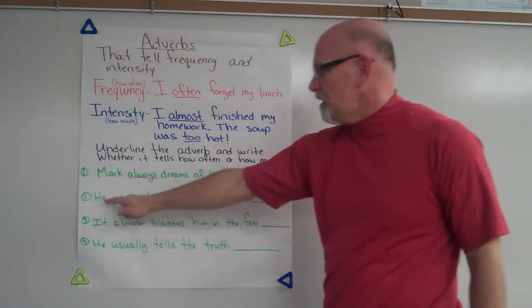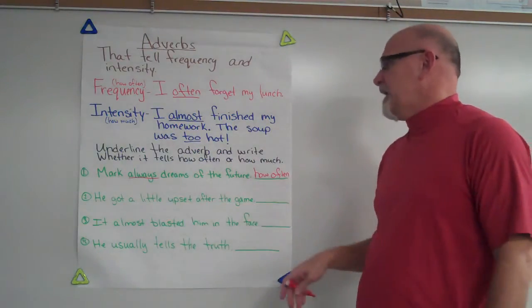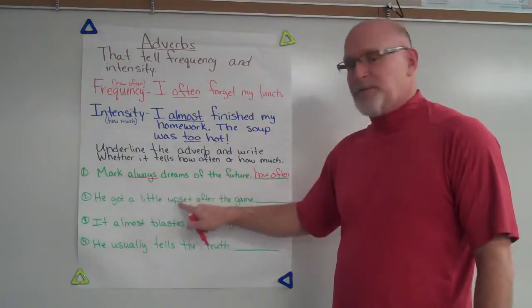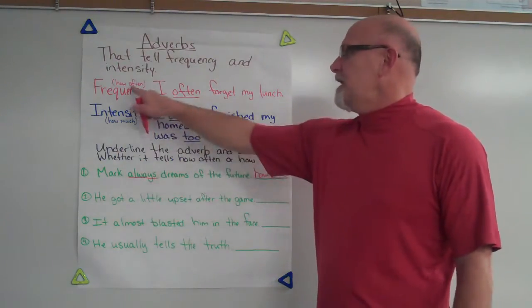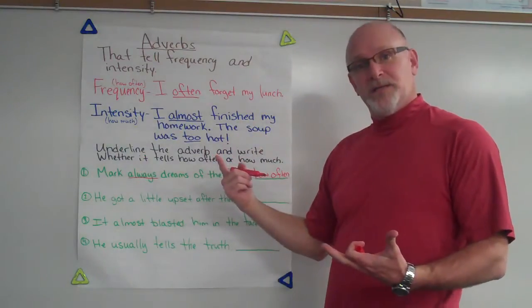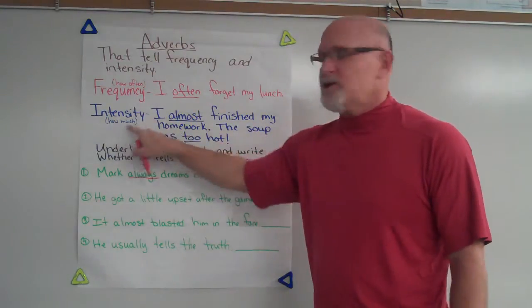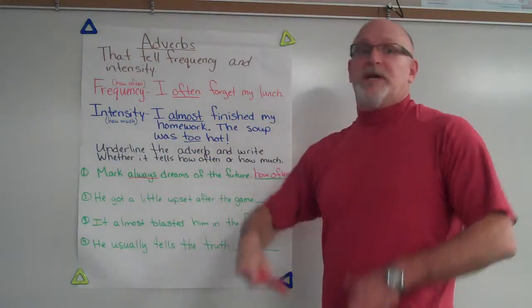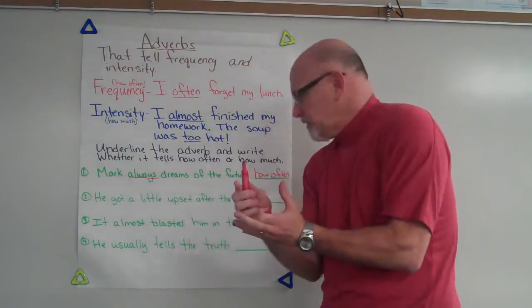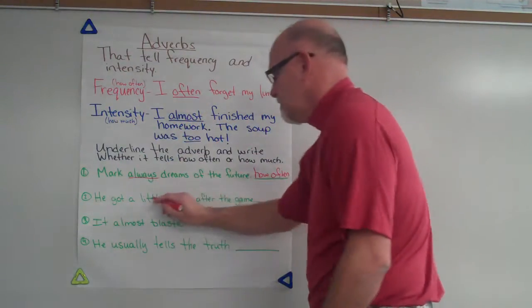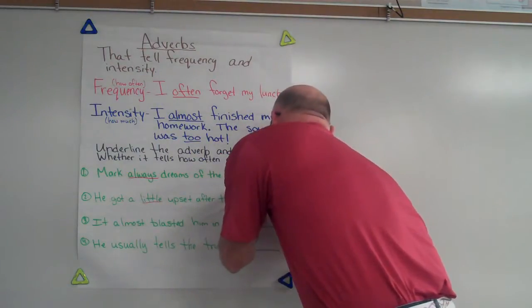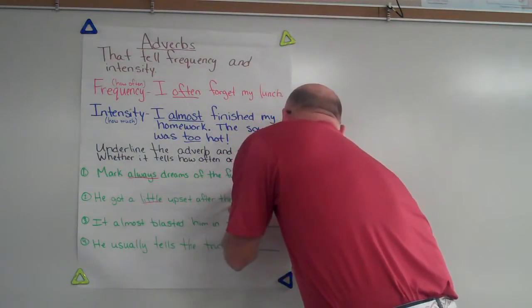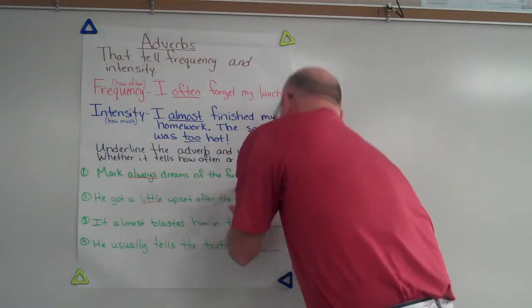Right? He got a little upset after the game. So, he's upset. There's our verb. Little. Is that telling us how often he's getting upset? Or is that telling us how much he got upset? How much? Was he a lot upset, or was he just a little bit? So it's telling us how much. So little. And how much?